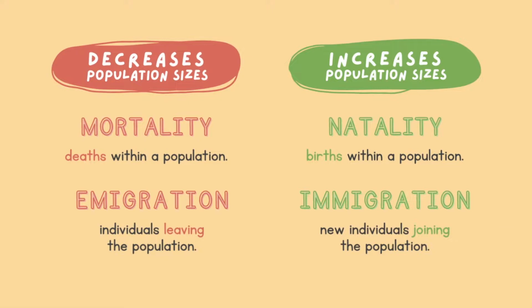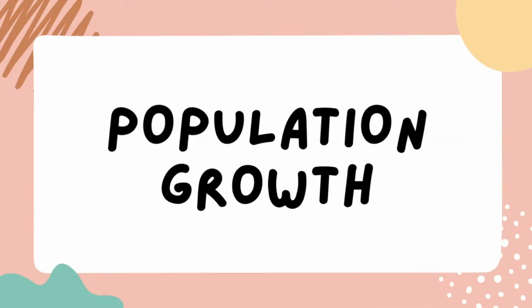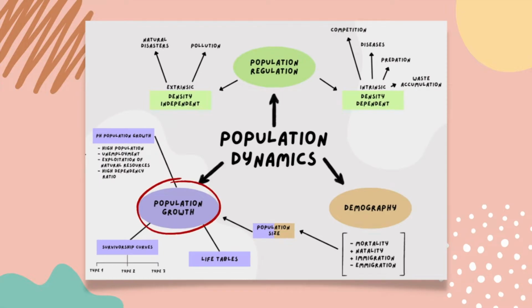These factors have a direct relationship with population sizes, as it is quite well known that natality and immigration increase population sizes, while mortality and emigration decrease them. Population growth determines whether a population will persist or not. Demographic patterns affect population growth. Thus, understanding these demographic factors is crucial to better analyze the changes in the size and composition of every population.